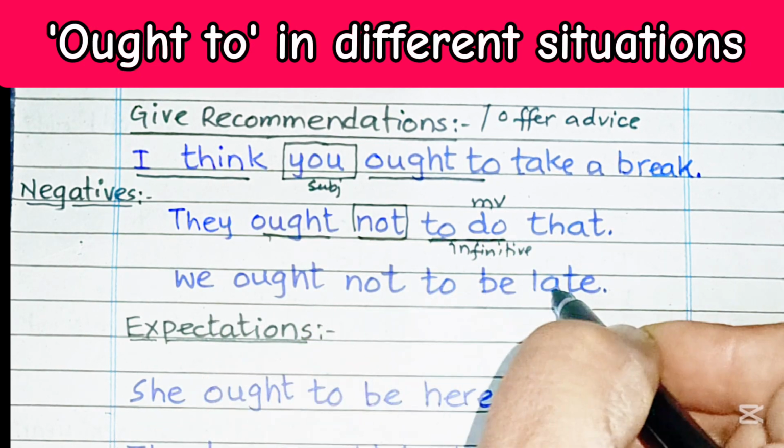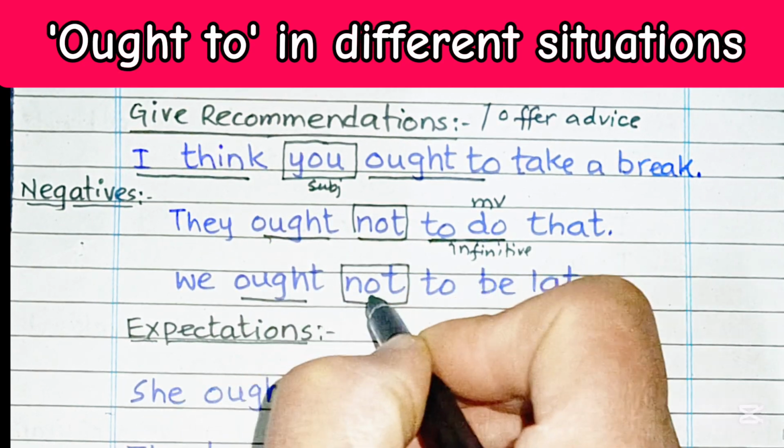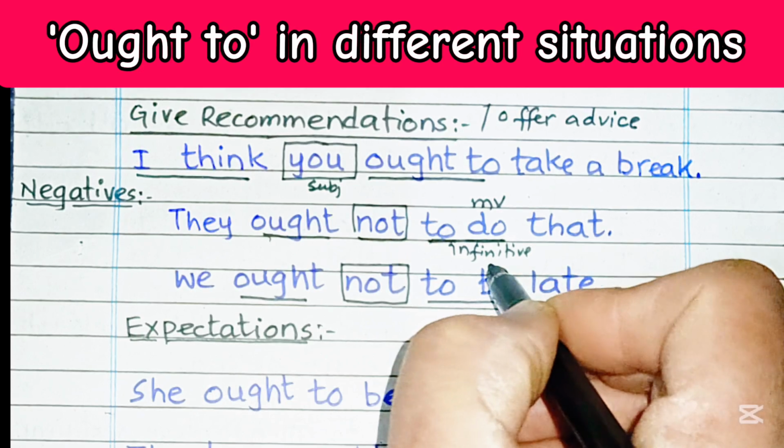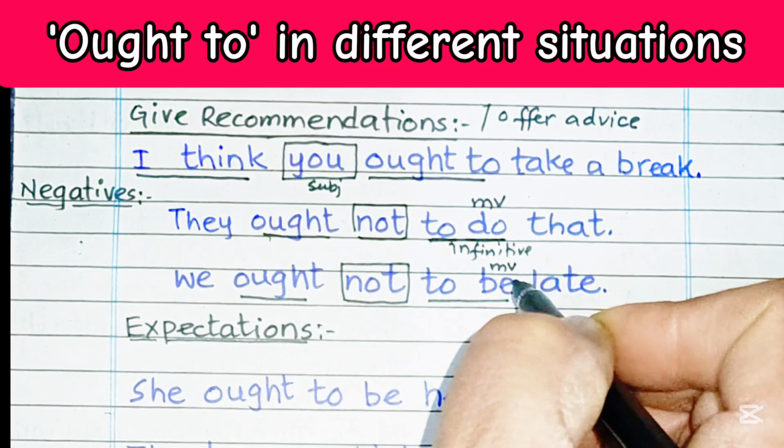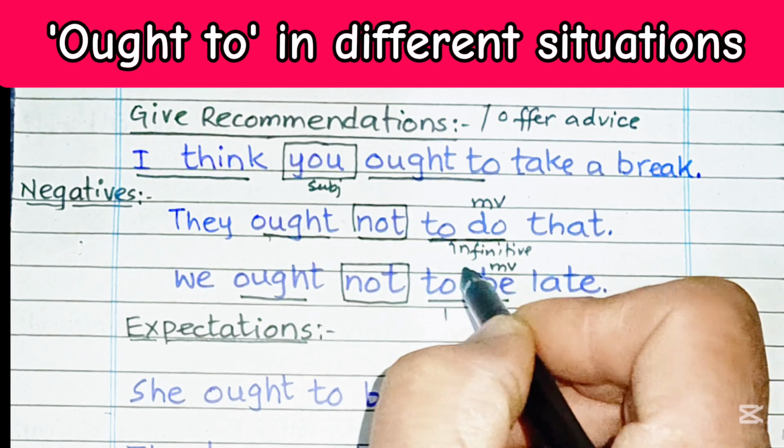We ought not to be late. So again, just after ought, we have to put not, and then there is the main verb be. And to be is an infinitive in this case also.